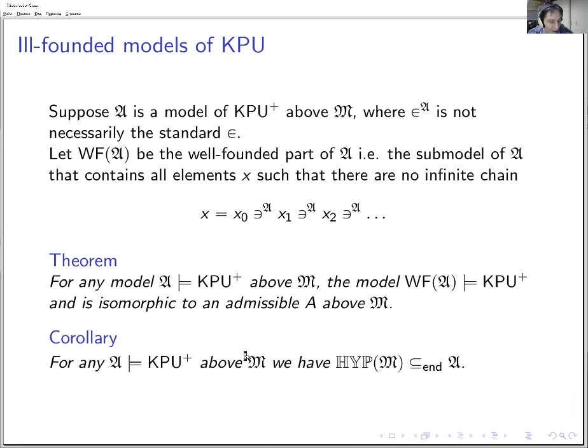For other axioms. Okay. And so from this, of course, it follows that heap M is actually an initial segment of an arbitrary model of KPU above a given model M. So even if the model is ill-founded, still its initial part is a model, namely heap of M.